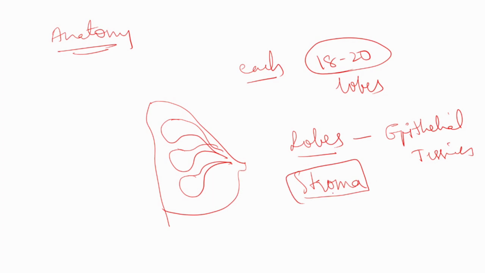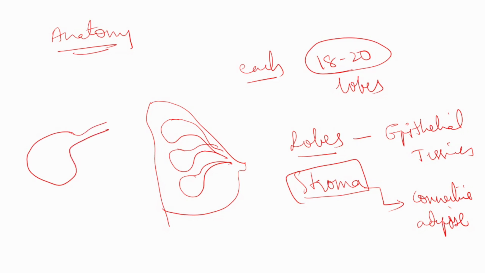And this stromal tissue is mainly composed of connective tissue and adipose tissue. In between these lobes, we have stromal tissue, which is made up of connective tissue and adipose tissue. Now you see, if we take one lobe, just try to imagine. Just let me draw one lobe here. Yes, it is one lobe, and this is a duct. Okay, each lobe is connected with a duct, and this duct is called the lactiferous duct.